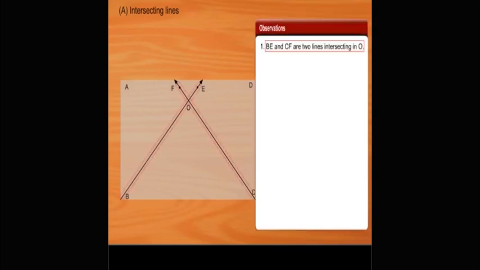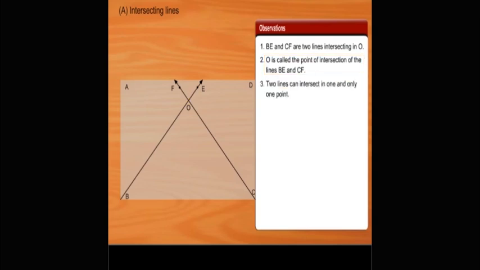Observations. BE and CF are two lines intersecting in O. O is called the point of intersection of the lines BE and CF. Two lines can intersect in one and only one point.